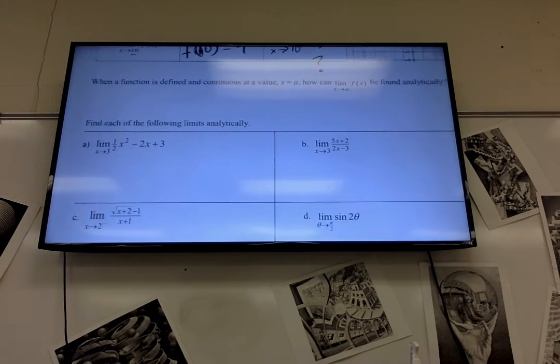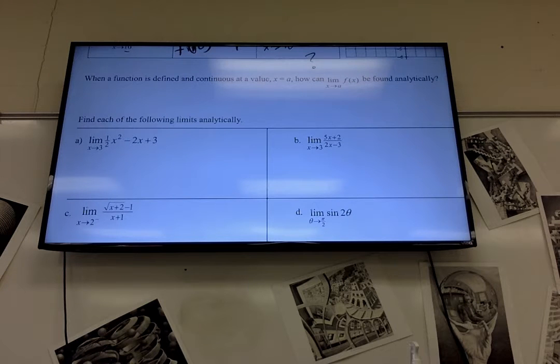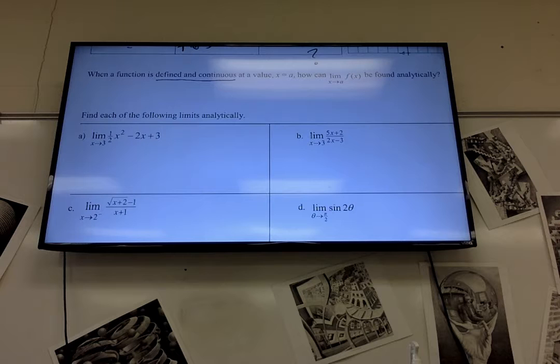So when a function is defined and continuous at a value, that's the caveat. That's what you have to watch out for. If it's defined and continuous at that value, then the limit can be found analytically just by plugging it in. So the limit as x approaches a of f of x is equal to f of a, provided f of x is continuous at x equals a.